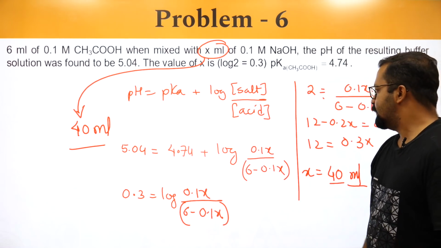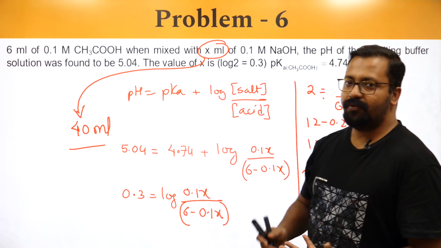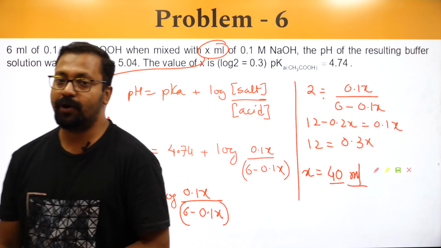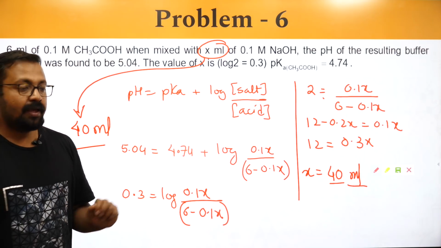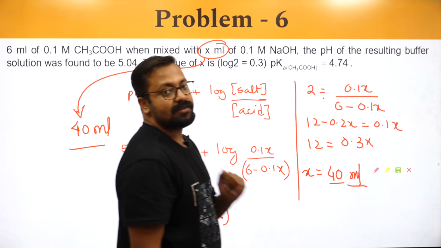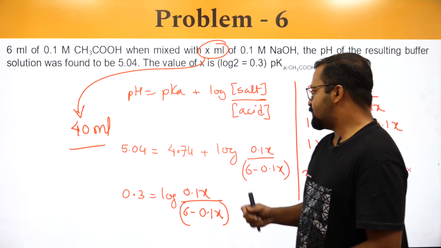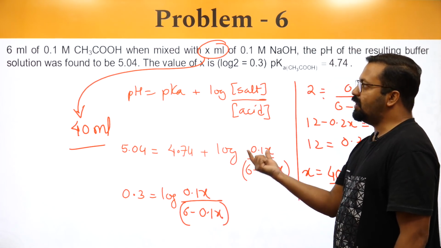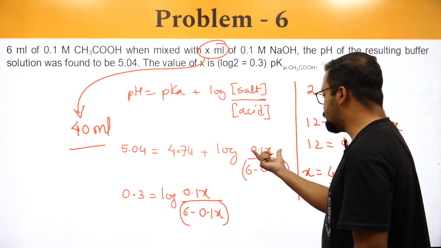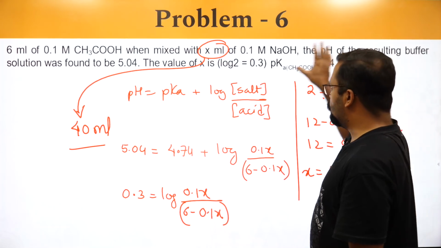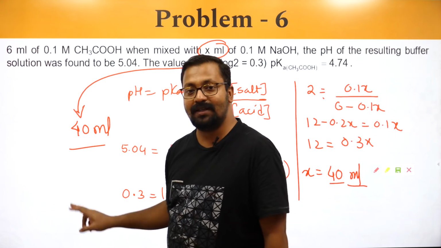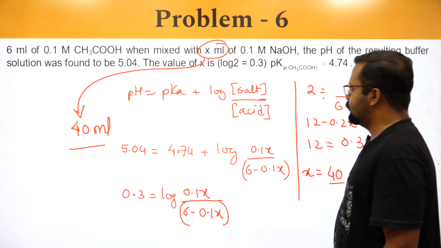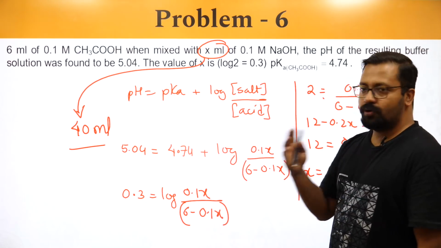Okay, they can ask you the question in a number of ways. They can ask you in the multi-option correct question. They can ask you the final concentration of salt. But when you are calculating the final concentration of salt, it will be the millimoles of salt divided by the total volume of the solution. The total volume of the solution will be 40 plus 6, 46 ml. Okay. Is this clear? Let's move on to the next question.